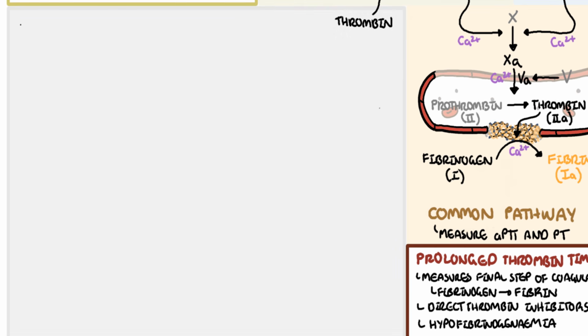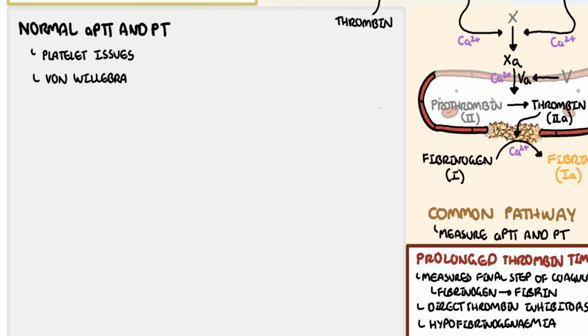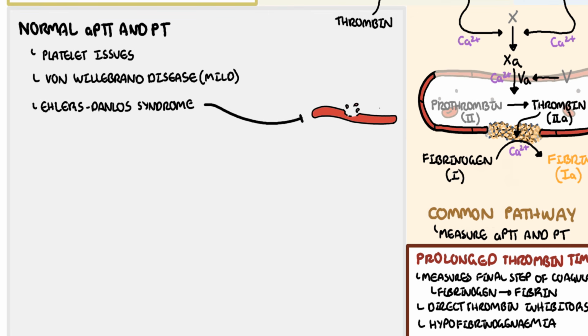Then you have bleeding disorders with a normal aPTT and a normal PT. Causes include platelet issues, which we've learned is primary hemostasis, von Willebrand disease, the mild form, Ehlers-Danlos syndrome, where there is an issue of collagen. This causes weak vessels, which can easily rupture.